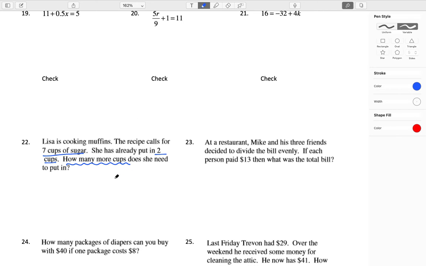Well, the question is saying how many more cups. So we could say let x be the number of cups that she needs to put in. So therefore, she has already put in 2 cups. So it's going to be 2 plus x is equal to 7. So it's very simple math, but you need to be comfortable getting an equation. So I'm going to move 2 to the other side, so x is equal to 5. So therefore, she will need 5 more cups to make it 7 cups of sugar.